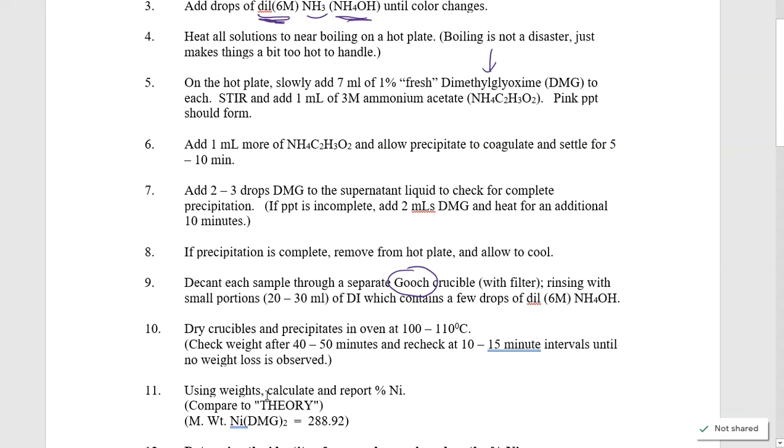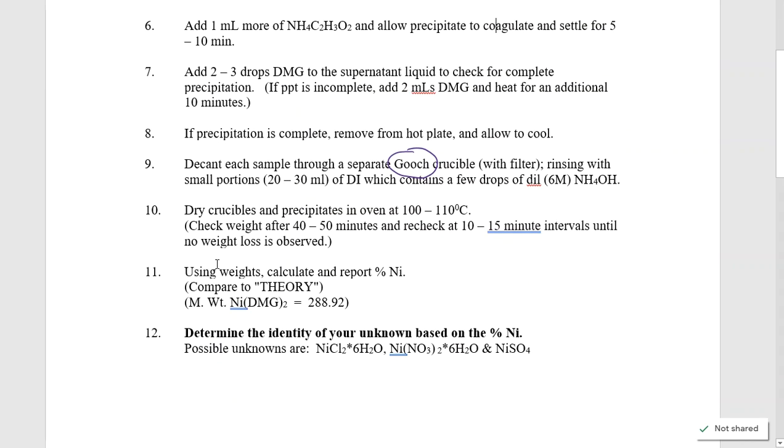Okay, so after I do that, it's then going to say dry the crucibles and the precipitates in an oven at 100 to 110 degrees. Leave it in there for about an hour. Check it every 10 to 15 minutes. Or put it in your lab drawer and let it dry until the next lab period.